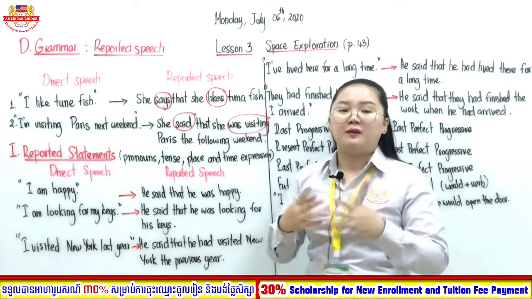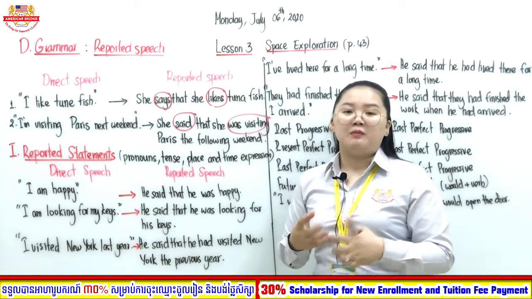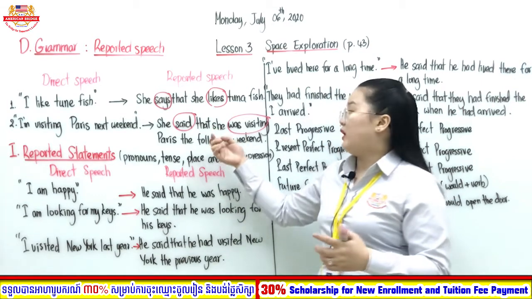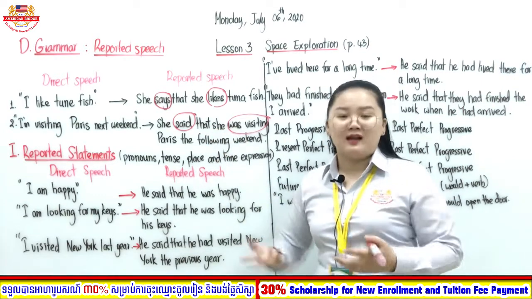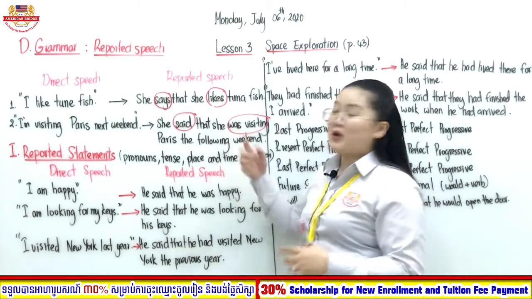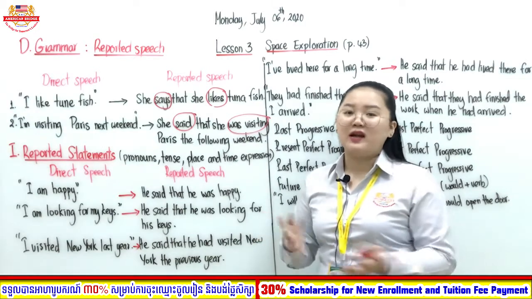And usually, when we report something, people prefer to use this one, alright? They prefer using this one in the past, alright? She said that, he said that, alright? He told me that. So this is what we call reported speech, alright?